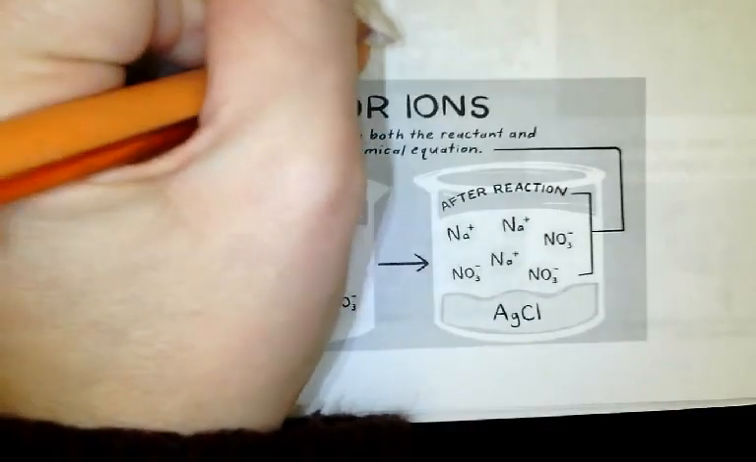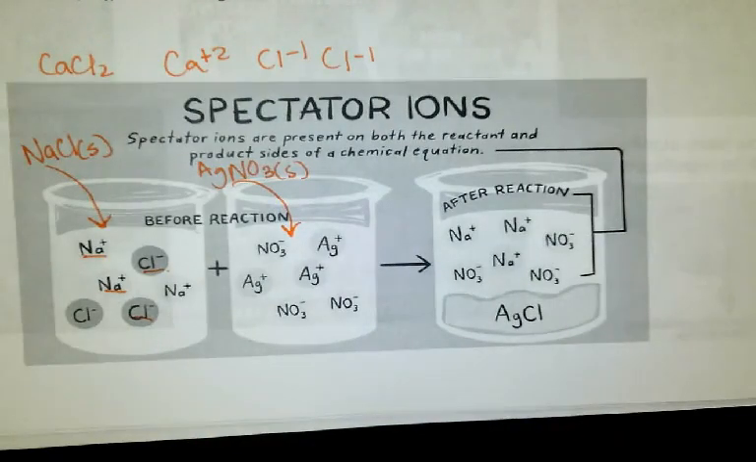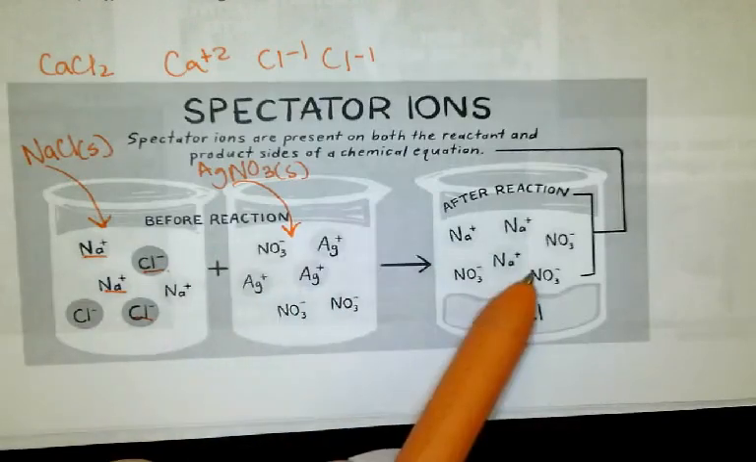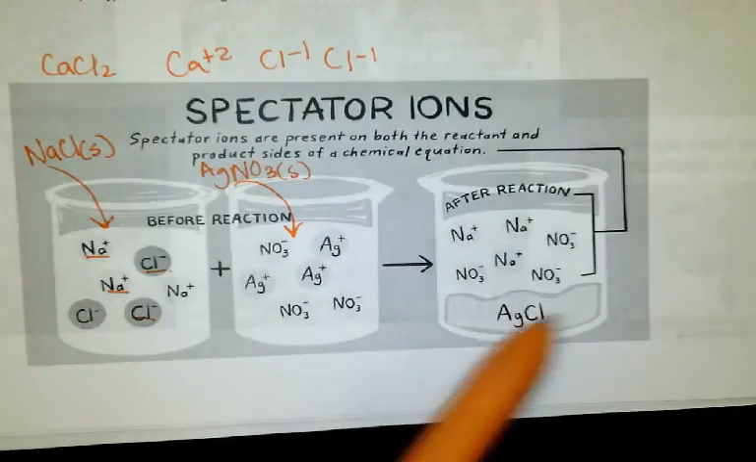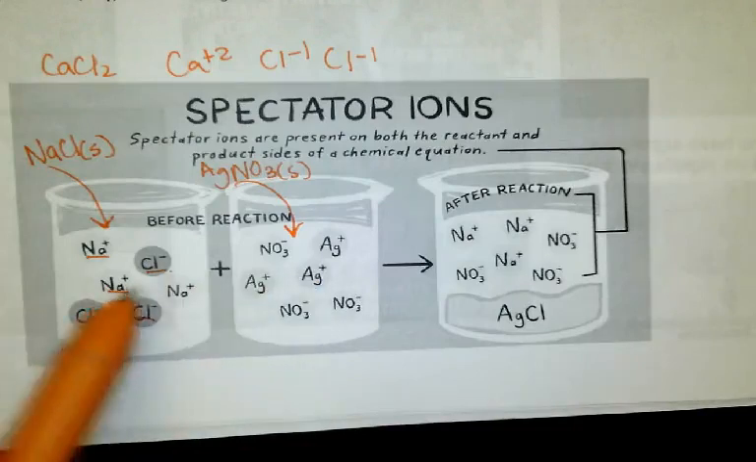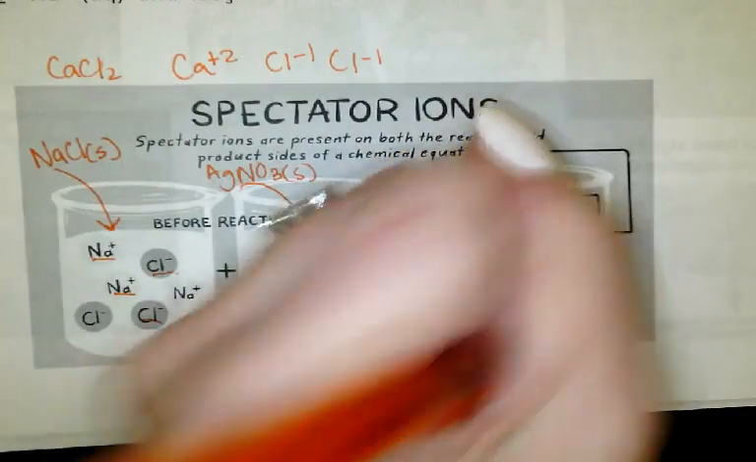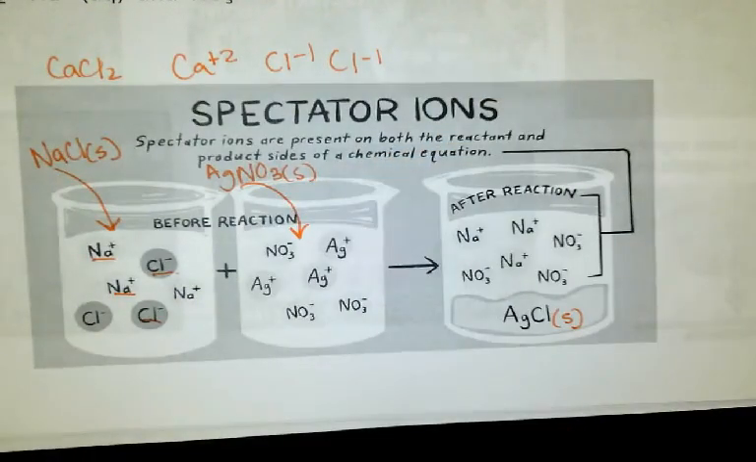Okay? And so basically what happens is you're going to mix these two together. So you're going to pour them both in the same beaker. And what's going to happen is the silver from the silver nitrate and the chlorine from the sodium chloride are going to combine to form silver chloride. Now, if you look at your solubility rules, silver chloride is a solid, okay? It is insoluble in water. And so that's what that is.